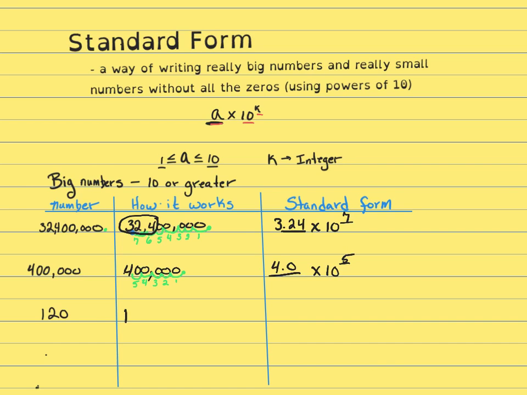All right, last one. I would have 120. So this one's not quite as big of a number, but you can still put it into standard form. I'm going to need to move this in order to make my first number, 1, 2 times. So if I'm writing it, then it's going to be 1.2 times 10 to the 2. Okay, so that's the basic idea. Now let's talk about why this works.